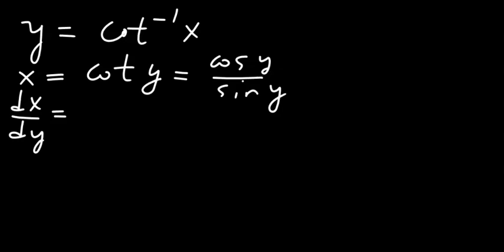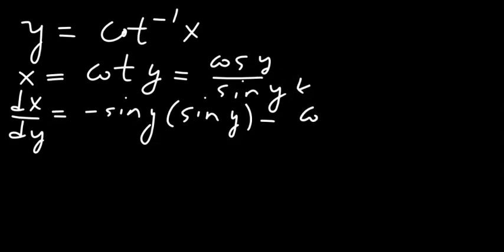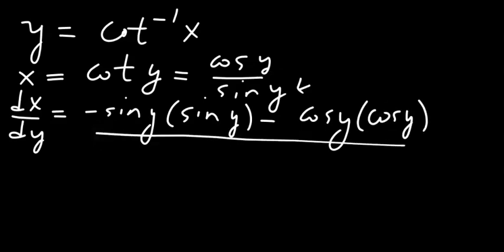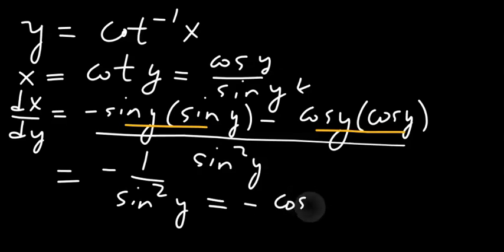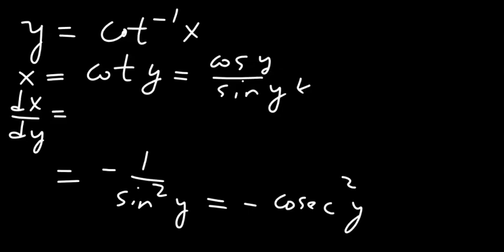Now if you use quotient rule, you differentiate the top, you get minus sine y, multiply that with the denominator, sine y, subtract, differentiate now the denominator, you get cosine y, multiply with numerator, cosine y, over the square of the denominator, sine y squared. So minus sine squared minus cosine squared is just minus 1 over sine squared y, and you get minus cosecant squared y. So let's write the result here.